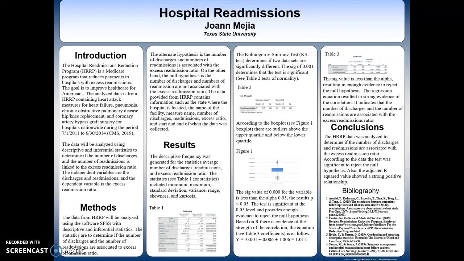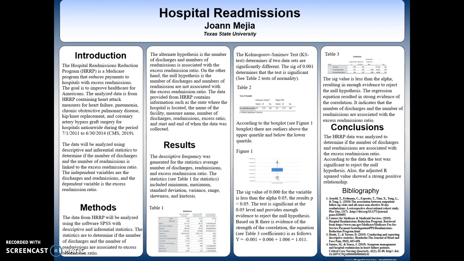Methods. The data from HRRP will be analyzed using the software SPSS with descriptive and inferential statistics. The statistics are to determine if the number of discharges and the number of readmissions are associated to excess readmission ratio. The alternate hypothesis is the number of discharges and the number of readmissions is linked with the excess readmission ratio. On the other hand, the null hypothesis is the number of discharges and the number of readmission are not associated with the excess readmission ratio.